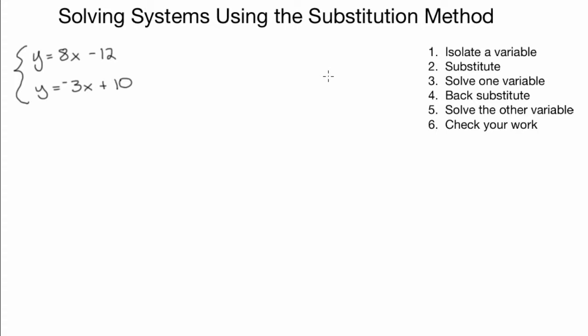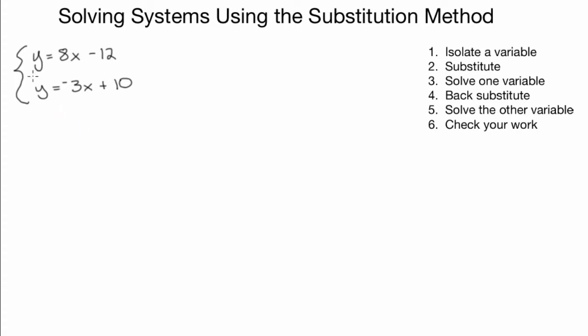So here are the steps on the right. We're going to go through these each one by one: isolate a variable, substitute, solve one variable, back substitute. We'll give meaning to what these mean as we go through step by step, but I just wanted you to have something tangible so you can see the steps we're doing in the substitution method. It takes several steps to get through a problem.